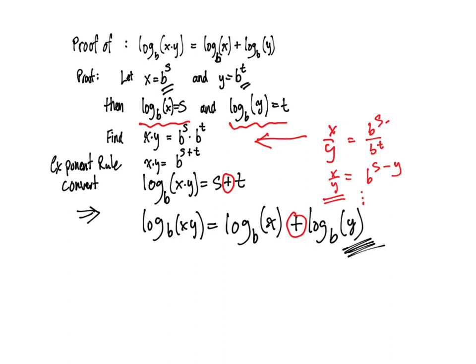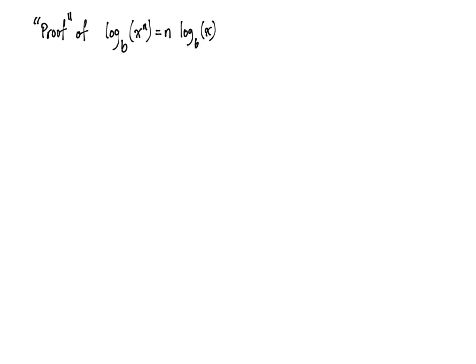Lastly, to prove the power rule, log base b of x to the n equals n log base b of x. This is not really a proof, so that's why I put quotes around it. It demonstrates how it works. We can demonstrate it through an example. Suppose we take log base 2 of x to the fifth. Well, what is x to the fifth? That's really just x times x times x times x times x. So this is the same thing as log base 2 of x times x times x times x times x. Five of them in there.